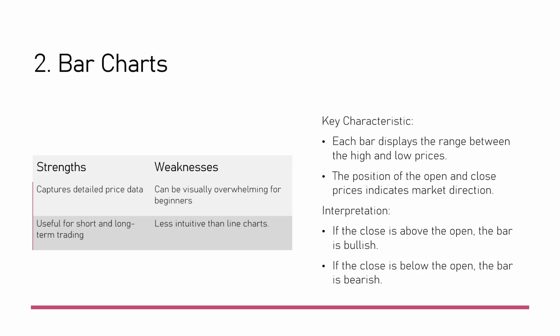For interpretation, you'll want to look at the relationship between the open and close prices. If the close is above the open, it's a bullish bar, signaling that buyers were in control. If the close is below the open, it's a bearish bar, suggesting selling pressure. This ability to quickly assess whether a session was bullish or bearish, combined with detailed price movement data, makes bar charts an essential tool for many traders.